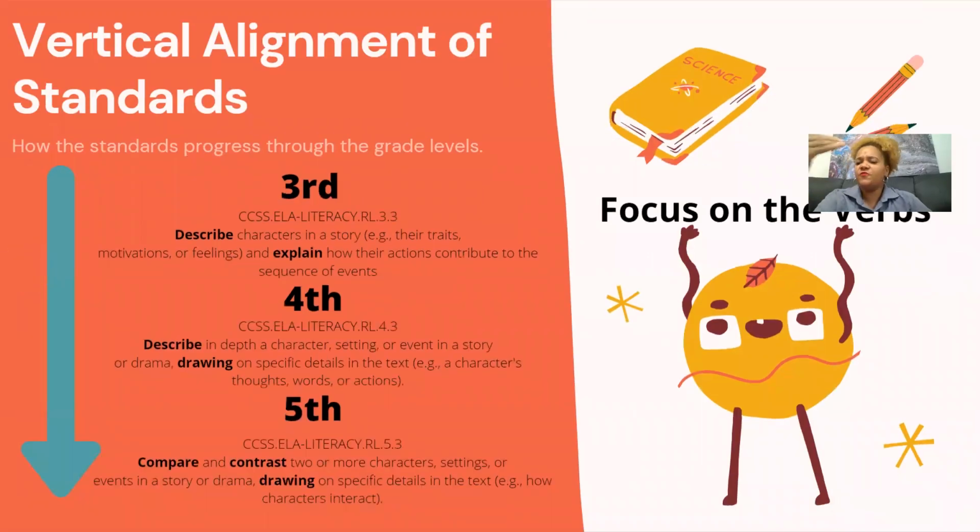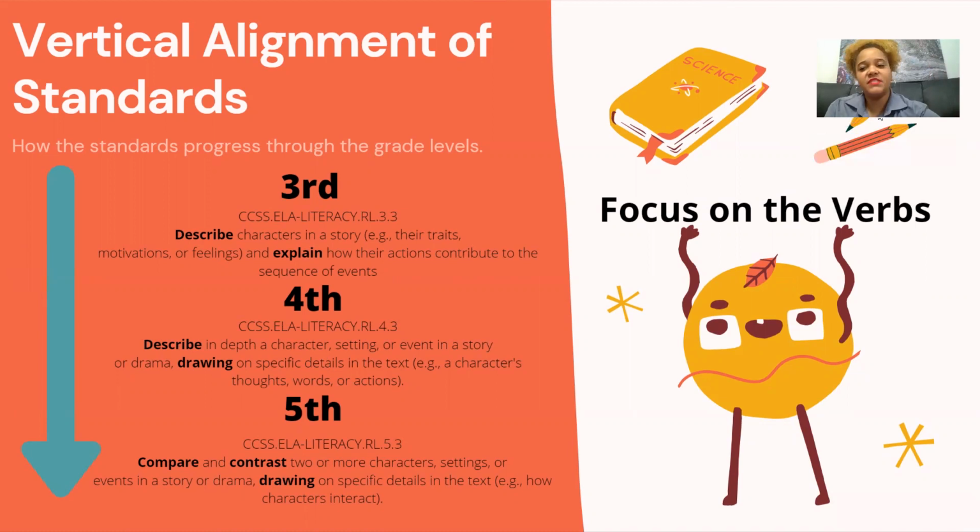So let's look at this vertical alignment one more time now that we understand a little bit more about the verbs. And yes, I am moving my gadget again if I can. There we go. And we look and see how the standards progress through their grade levels, but this time I focused on the verbs. And I'm looking at describe and explain, third grade. Fourth grade, describe and draw. And this is not your physical drawing, it's drawing on your memory, drawing on your details, recalling the information.